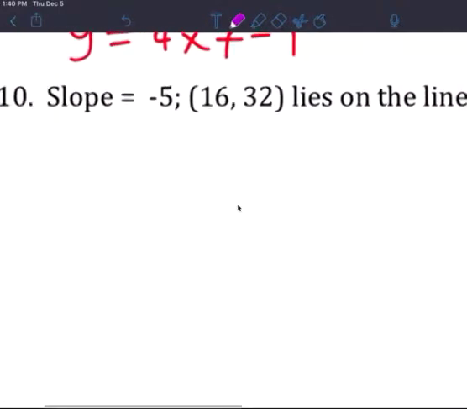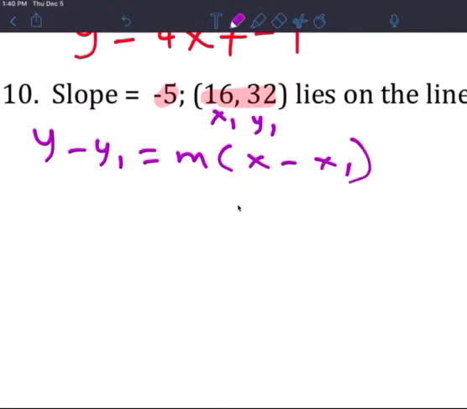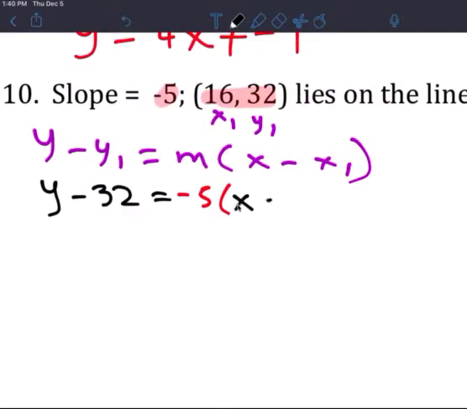Number 10, remember point slope. Y minus y sub 1 equals m parentheses x minus x sub 1. Okay, always formula. Y minus y sub 1 is 32 equals m is negative 5, parentheses x minus x sub 1, which is 16.